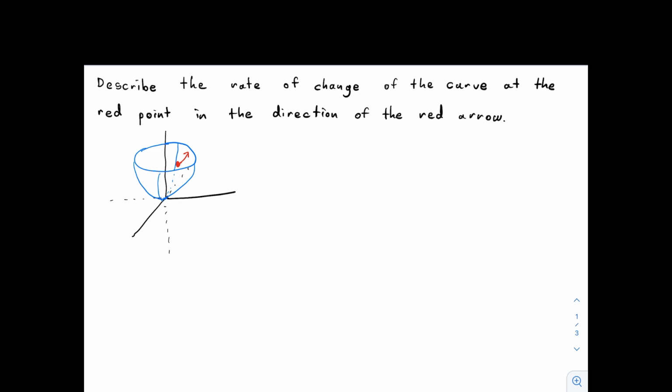Describe the rate of change of the blue curve at the red point in the direction of the red arrow.